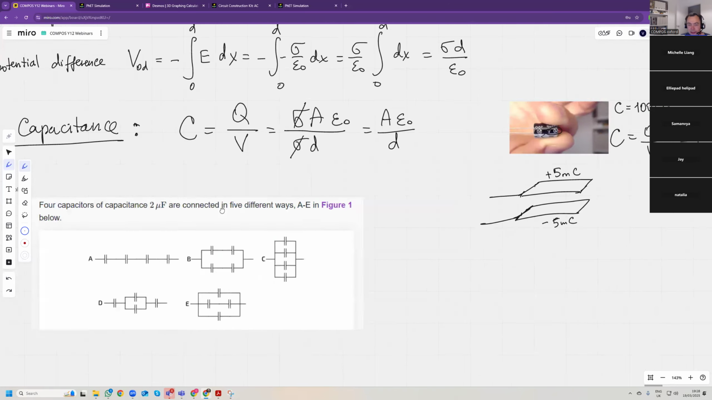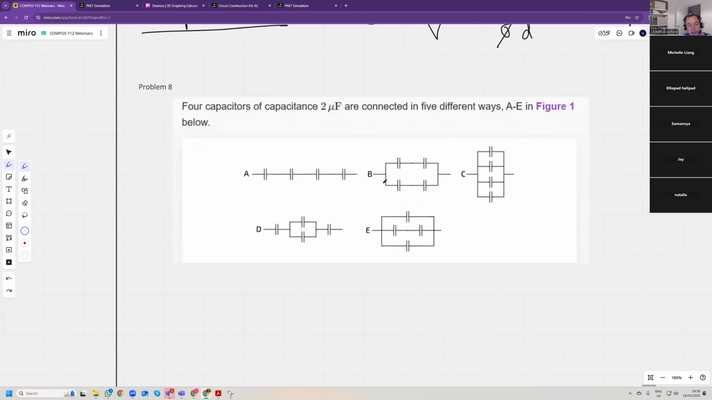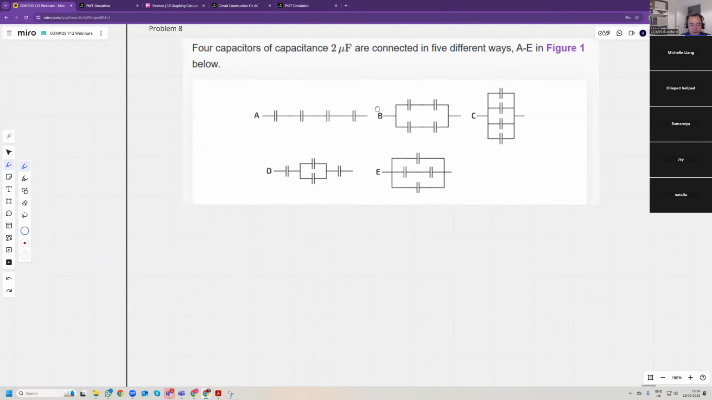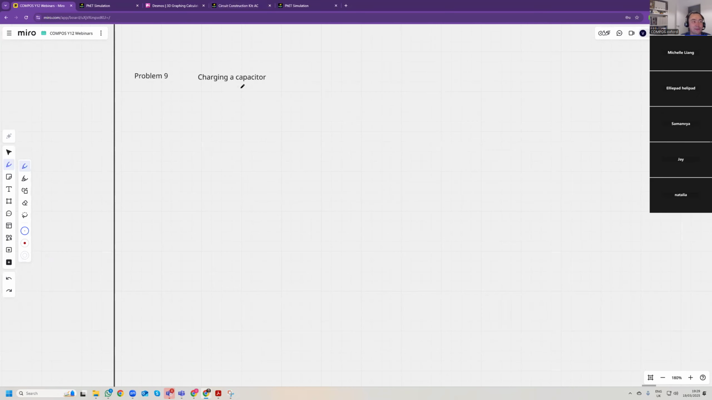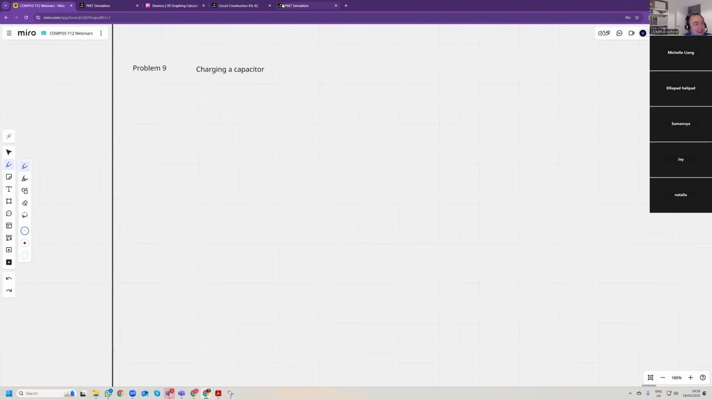The next problem is just capacitors in series and parallel. It's very similar to resistors in series and parallel, although the other way around. Capacitance in parallel is just adding. Capacitors in a series, you do the same thing that you do as parallel resistors. So I'm not going to stop here. It's fairly straightforward. Charging a capacitor, that's the interesting one. I will rush through this, unfortunately, because I'm running out of time.